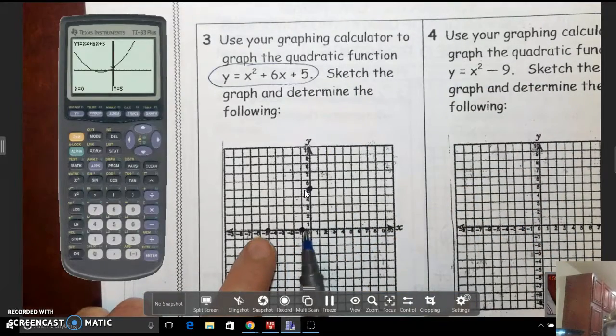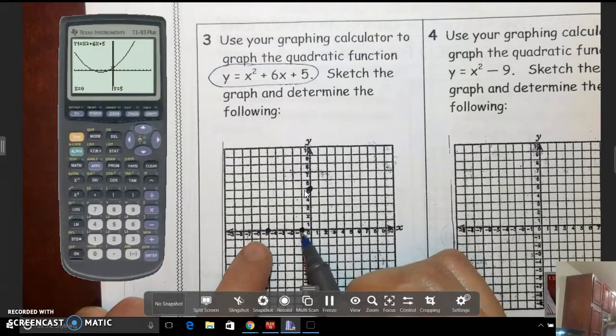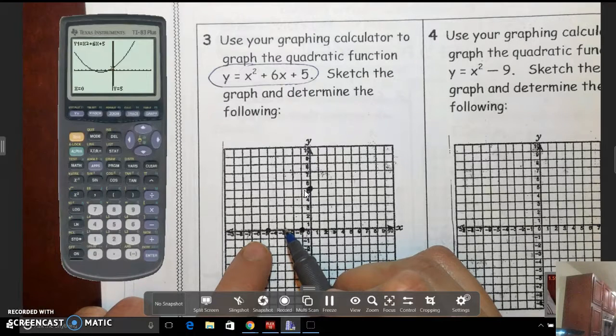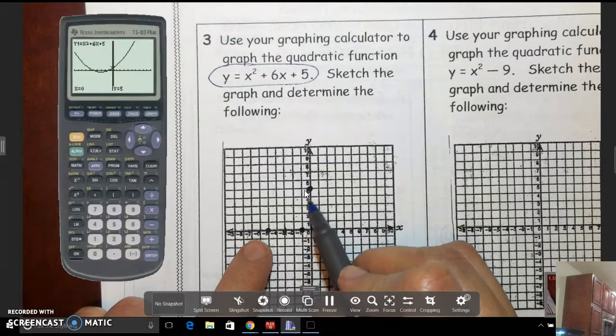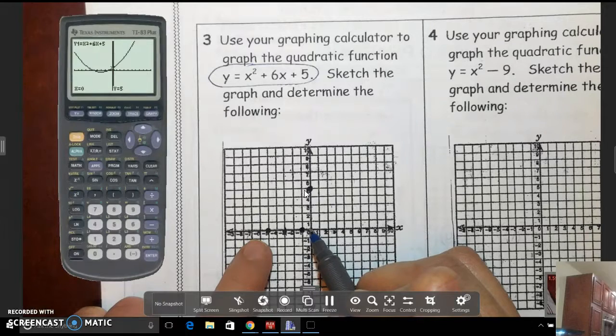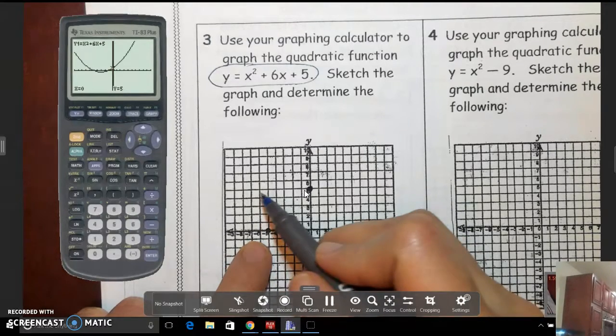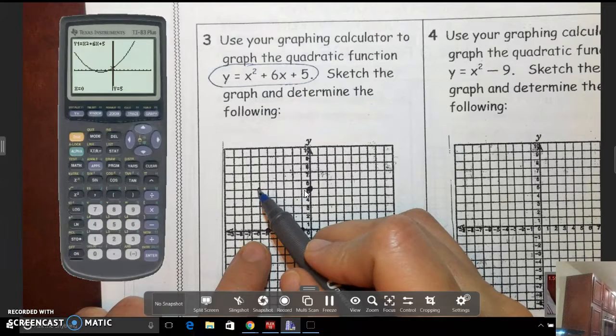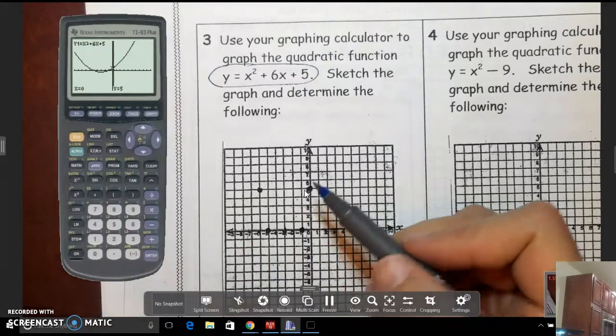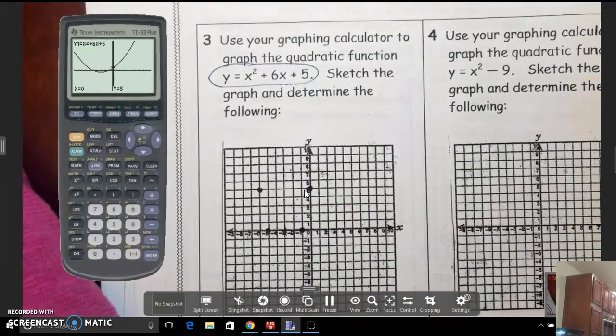Since quadratics are symmetrical, I'm just going to pick halfway between these 2 points, which would be right here. So if this point is 1 over from this point, there's going to be a similar point on this side. So this would be over 1. I can go up 1. So I know that there's going to be a point probably here. Oh, we still need to do our vertex though.